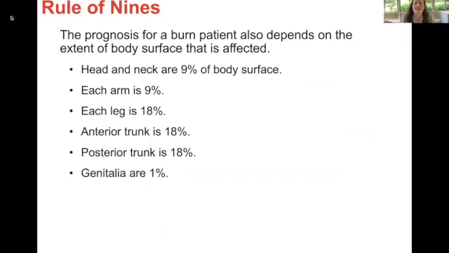Rule of 9s. Burn patient care depends on the extent of the body surface that is affected. So your head and neck are 9% of your body surface. Each arm is 9% of your body surface. Each leg is 18% of your body surface, because if you've ever noticed, your leg is about twice as long as your arm. The trunk is basically this area. And so anterior is going to be the front, posterior is going to be the back. Pretty sure you know what genitalia is. So there you go.